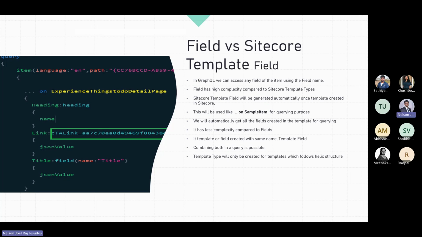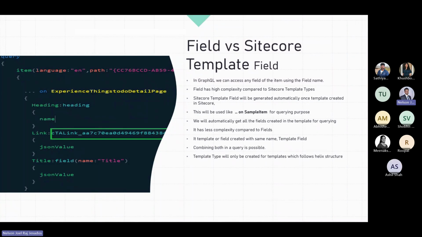The field query is what you would use if you want a reusable query. With template-based querying, you can't query other templates' items using the same query. That is the problem. Also, if you're using field queries, the complexity will be high, especially with link fields and multiple nested queries. The complexity is lower in strongly typed template types.